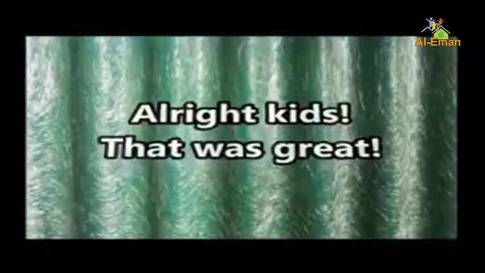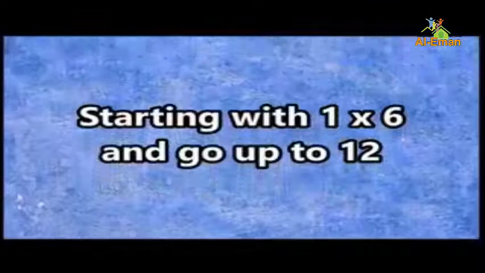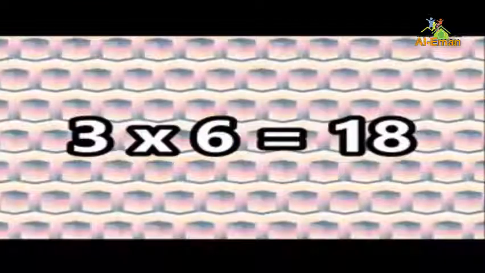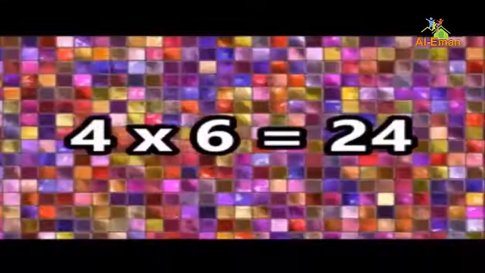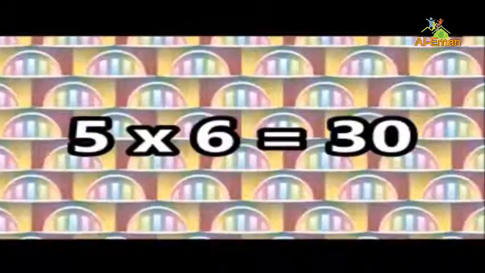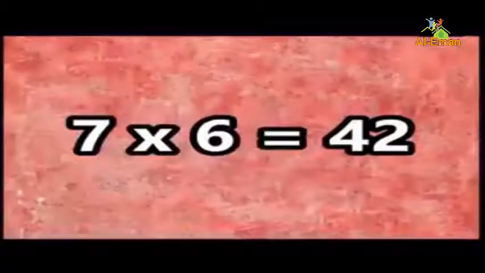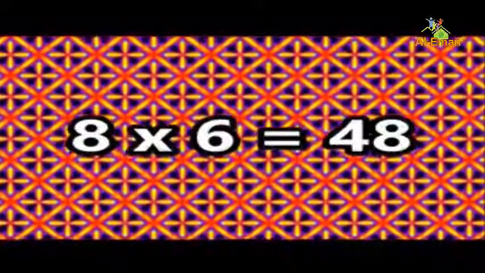Alright kids, that was great. Now we're going to turn the numbers around, starting with 1 times 6 and go up to 12. You ready? You can do it. 1 times 6 is 6. 2 times 6 is 12. 3 times 6 is 18. 4 times 6 is 24. 5 times 6 is 30. 6 times 6 is 36. 7 times 6 is 42. And 8 times 6 is 48. 9 times 6 is 54. And 10 times 6 is 60. 11 times 6 is 66. And 12 times 6 is 72.